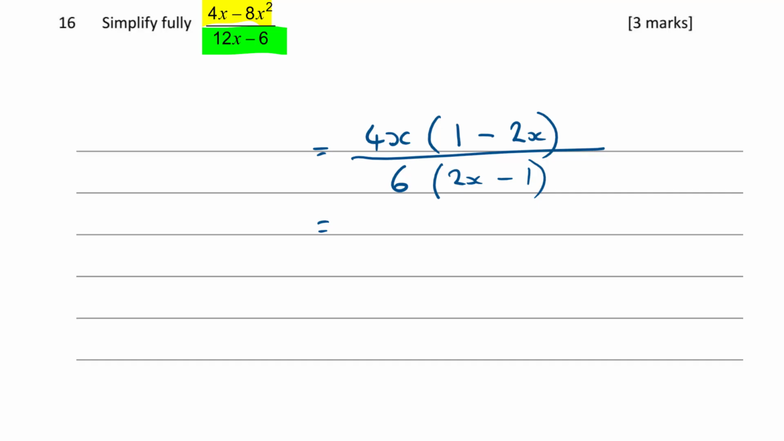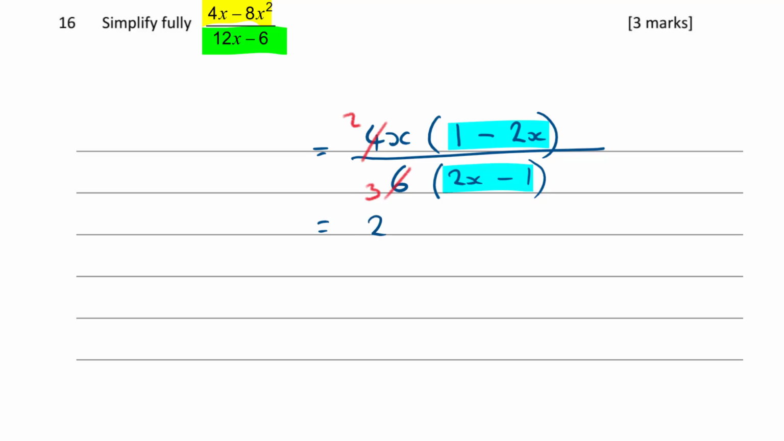Can we cancel anything down top and bottom? Okay, well we've got 4 and 6 here, so we can divide both of those by 2, which should give me 2 and 3, won't it? Just like we would with a fraction. But we've got this 1 minus 2x here, which is quite similar to what's beneath it, but not quite, is it? What we can do is factorize minus 1 out of both the top terms, and that will have the effect of flipping those two terms around. So I'm left with 2.